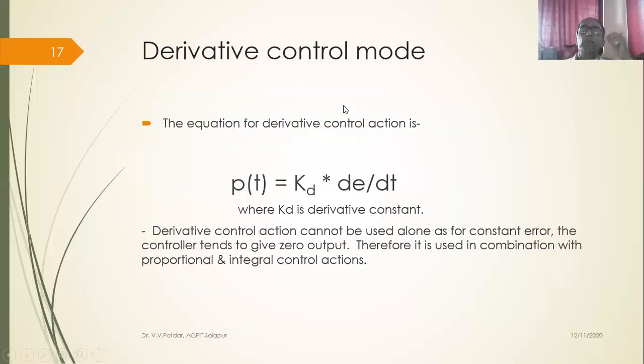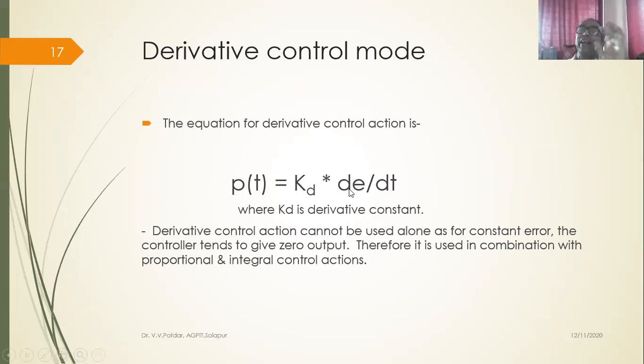Next, we have seen proportional control mode, we have seen integral control mode. Quickly we'll see derivative control mode. All these are standalone control modes. The equation for derivative control action is P(t) equal to Kd into dE by dt. So what is happening in derivative control mode? The derivative controller tends to generate the output proportional to rate of change of error. What do you mean by this rate of change of error?